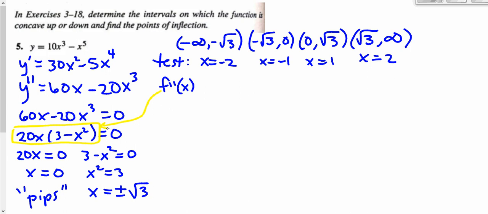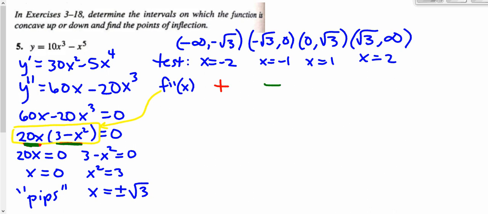The factored form is easier to plug into. So let's take negative 2. 20 times negative 2 is negative. Negative 2 squared is 4, and 3 minus 4 is negative. So we have negative times negative, which is positive. Let's take negative 1. 20 times negative 1 is negative. Negative 1 squared is 1. 3 minus 1 is positive. Negative times positive is negative.